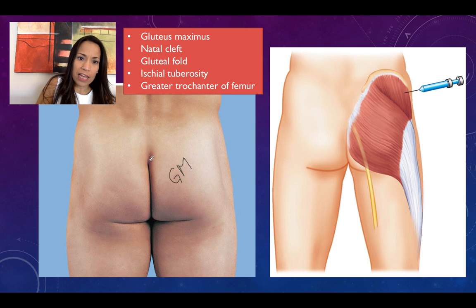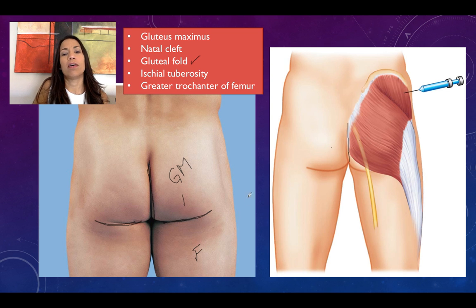The natal cleft is this vertical line or groove separating both your right and left butt cheeks. The gluteal fold is this groove, marking the boundary between the gluteal region and the posterior aspect of the femoral region. Then the ischial tuberosity.